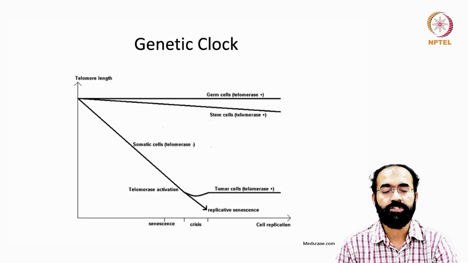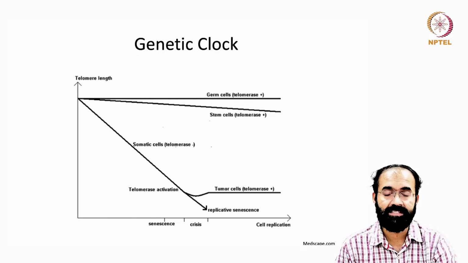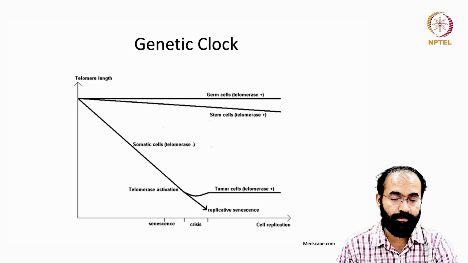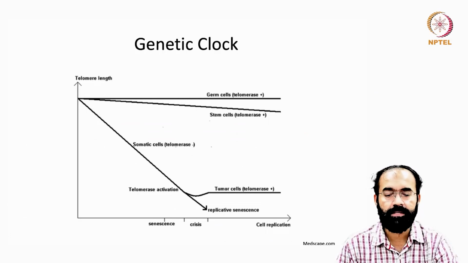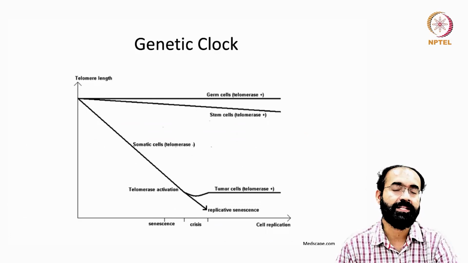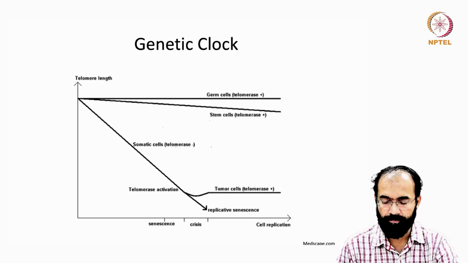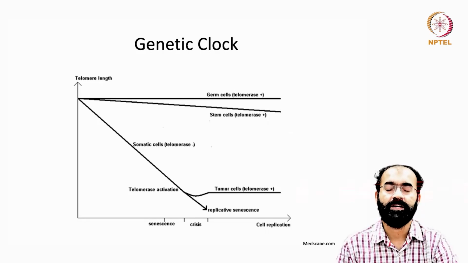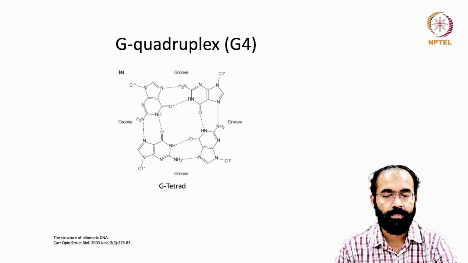And so in a normal situation such as germ cells and stem cells, the telomerase protects the cell from getting into this crisis and senescence, etc. Whereas somatic cells will end up in this crisis, and usually the senescence happens in the old age of an organism, and the animal will not survive beyond that limit.